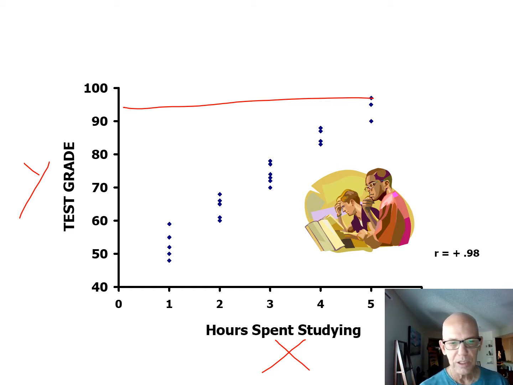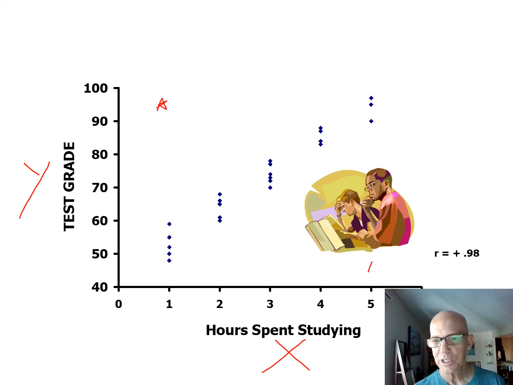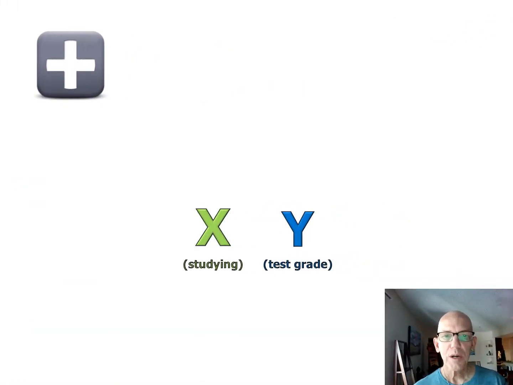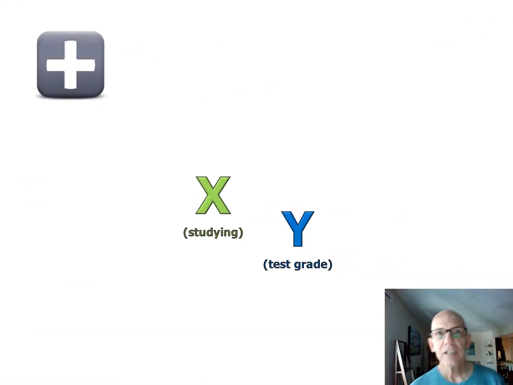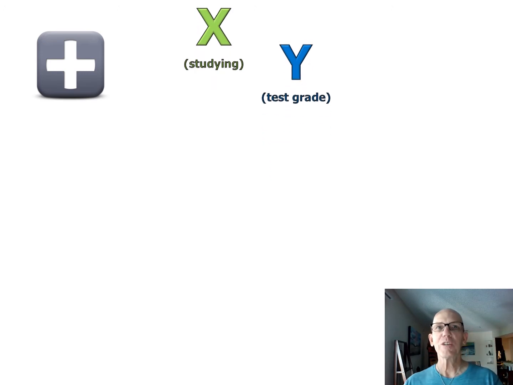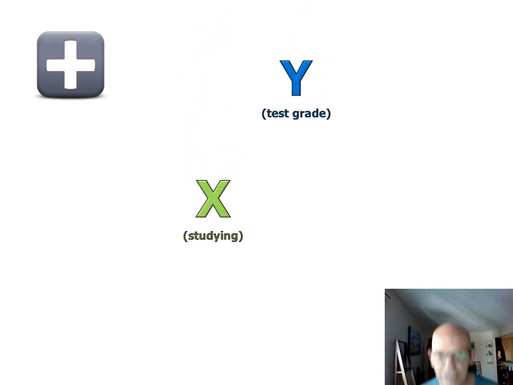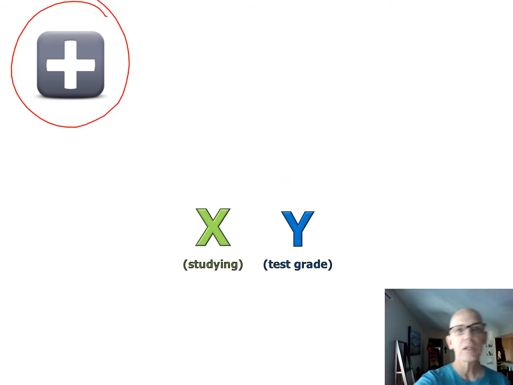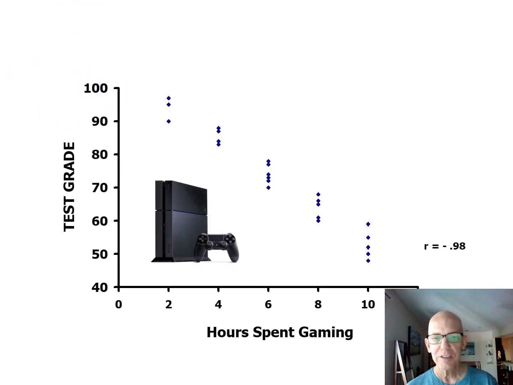Now, this isn't realistic because there's going to be some people that don't study at all and they get a grade up here, or people that study a lot and they get a grade down here. But I've made it phony data to almost be a correlation of 1. Positive is this: as I study more, my test grade rises. As I study less, my test grade falls. They rise and fall together. That's the positive sign.